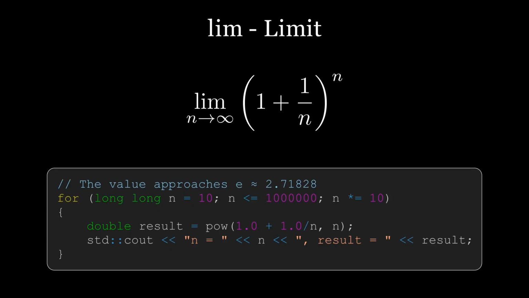Our C++ code can't reach infinity, but it can take large steps towards it. By calculating the expression for ever-increasing values of n, we can watch the results converge, getting closer and closer to the magical number 2.718 and so on.